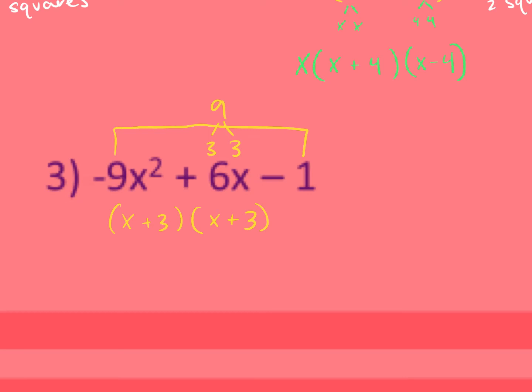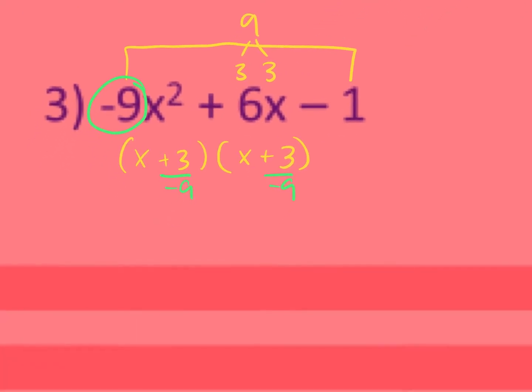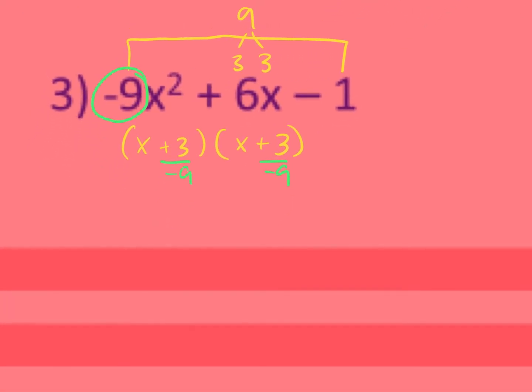What do I have to do next? Since I started by multiplying, what do I have to remember to do? Divide. So I divide both of these by negative 9. Simplify the fraction if we can. So can I simplify 3 over negative 9? What does it simplify to? 1 over negative 3. So that negative 3 is going to go in front of the x. So negative 3x plus 1.